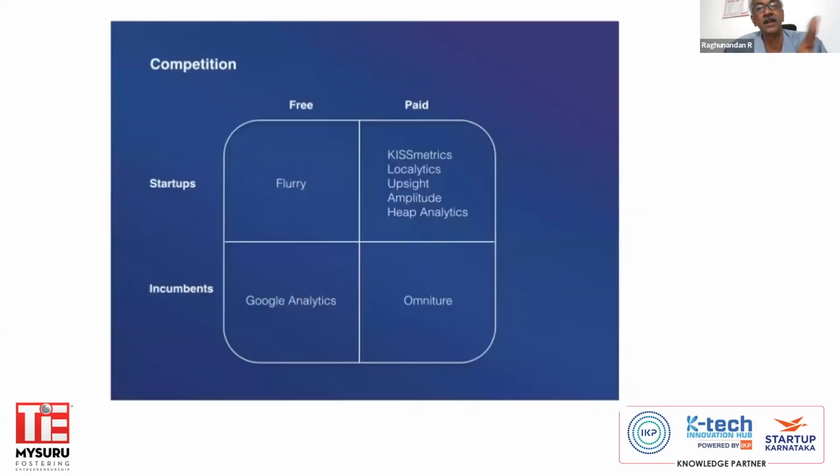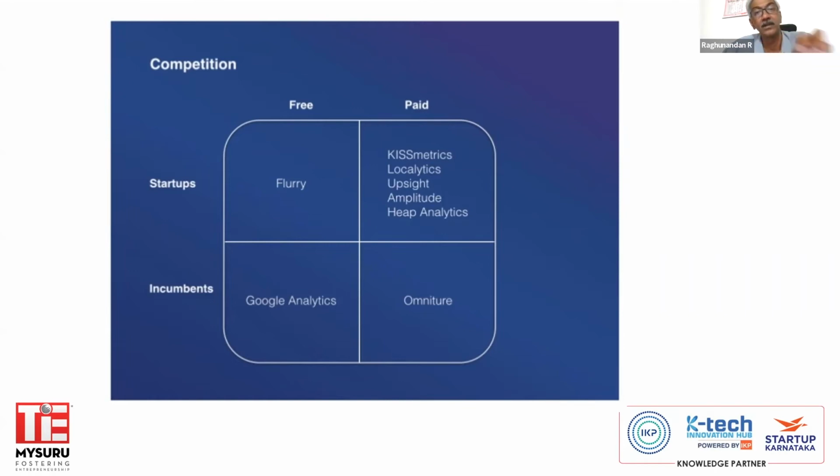So this is again in the case of a company which is providing online analytics. So you have companies which give you free services. You have companies which give you paid services. Out of them, you have 2 kinds of companies. One are startups and the other are big ventures. So incumbents are big ventures. So Google is a big company. Omniture is again a big company.